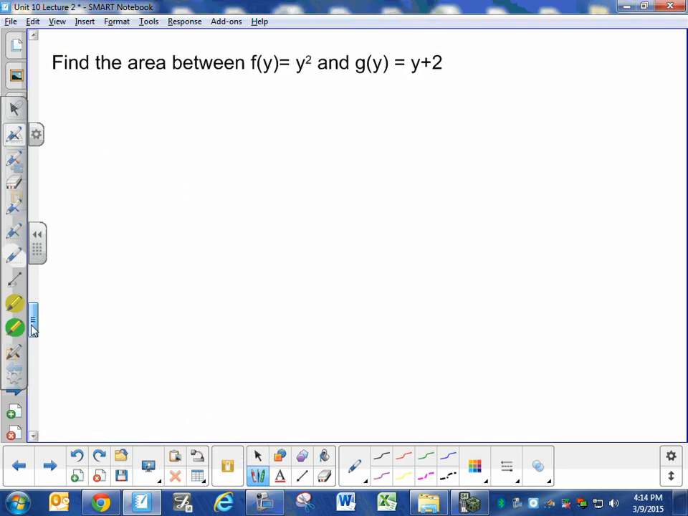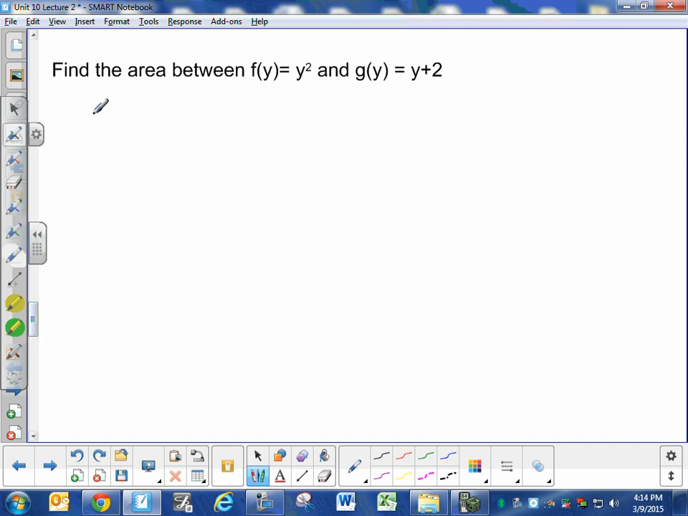We've got two functions, x equals y squared and x equals y plus 2. Just like with x's, these functions with y's could intersect, and we can find the intersection by setting them equal to each other. Finding the intersection will help us graph these two functions.